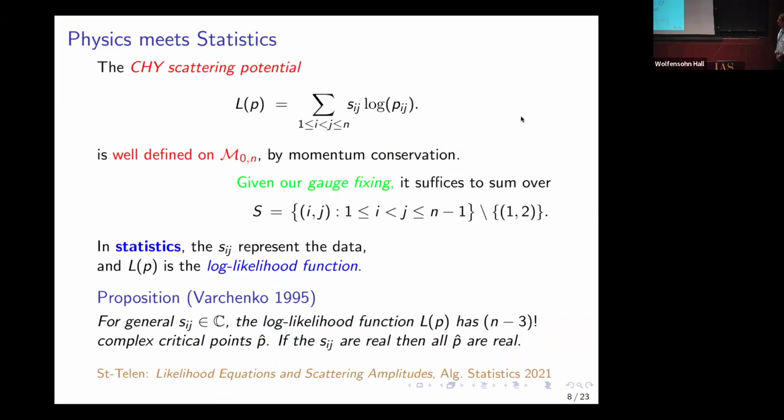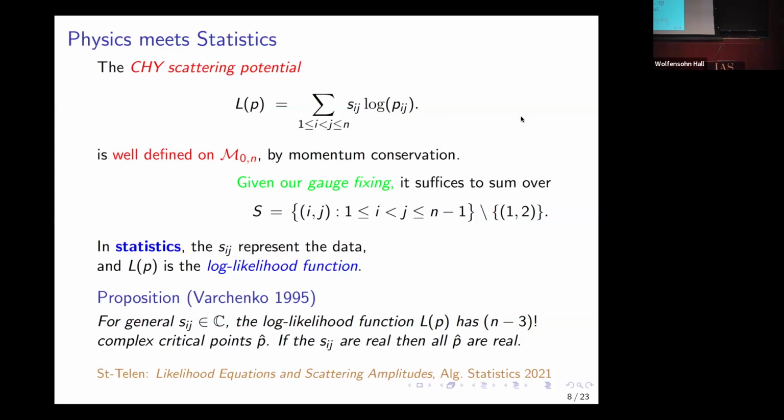So I got into this game by seeing a connection between a structure in statistics and the scattering equations, and we worked on this together with Simon Thelen a couple years back. So here we have the scattering potential, the CHY scattering potential. So this is a function L on our moduli space. So it's a function on the Pij, and the Mandelstam invariants Sij serve as the coefficients now. So it's a linear combination of the logs of these Pijs, which are non-zero.